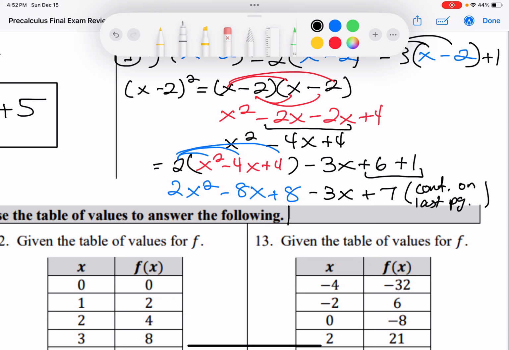So in combined like terms, so negative 8x minus 3x, that is negative 11x. So that's going to equal 2x cubed, 2x squared minus 11x, 8 plus 7 is 15. So plus 15.